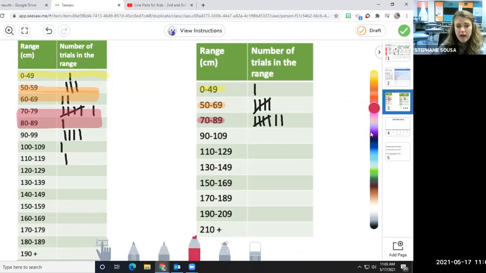Grab a different color highlighter. Now we've got 90 to 109. So I'm going to start at 90. I'm going to go down to the group that ends with 109. This has 4 plus 1, which is equal to 5. So we have 5 cars that drove in the 90 to 109 range.